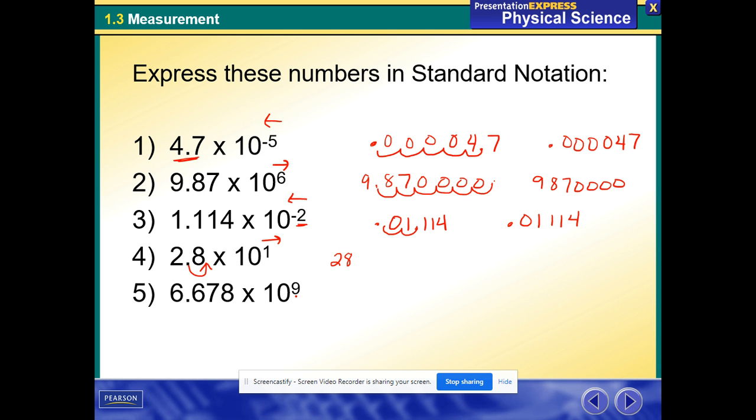And then last but not least, this number is positive, so we're going to move to the right 9 times. So 6.678, and move it 1, 2, 3, 4, 5, 6, 7, 8, 9. So I'm going to fill in these zeros. So my new number becomes 6, 6, 7, 8, followed by 6 zeros.